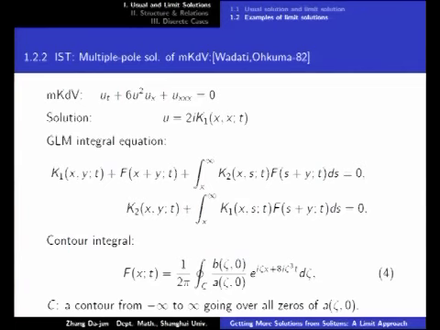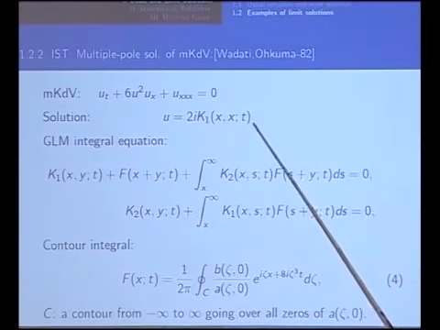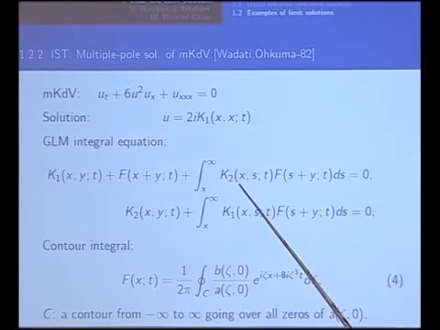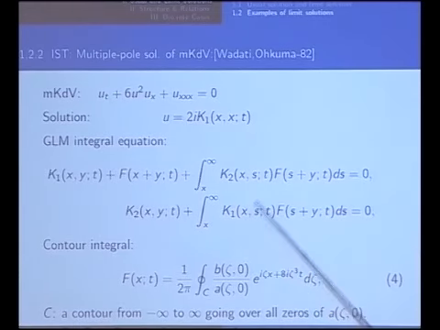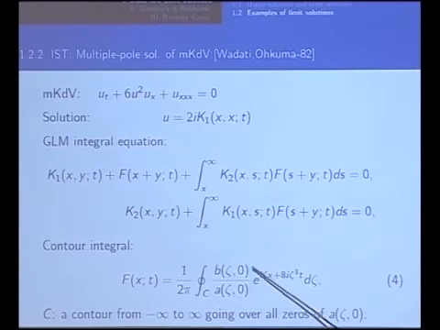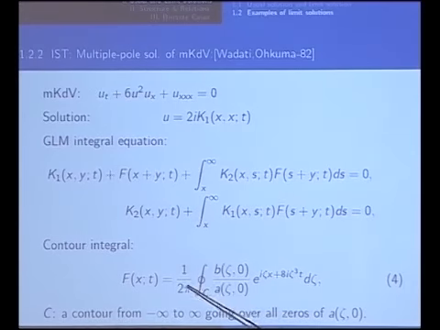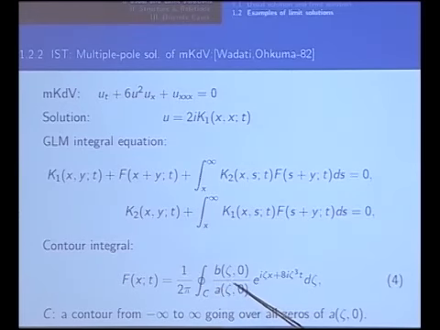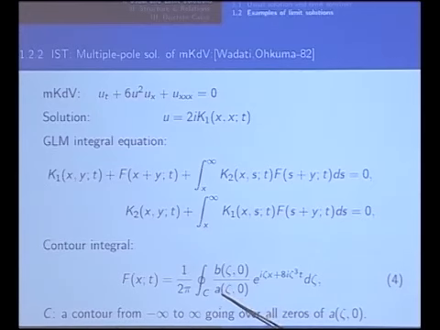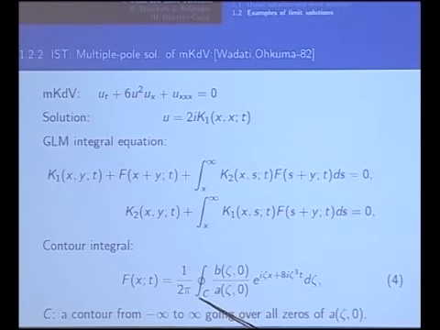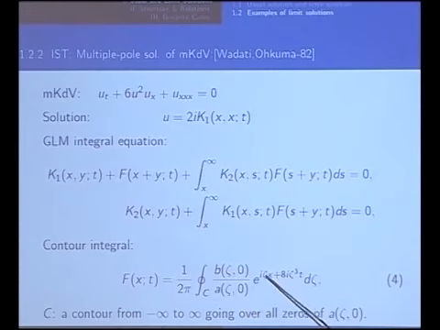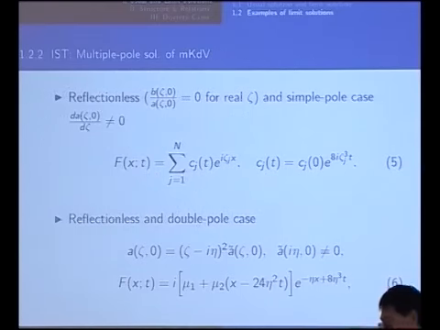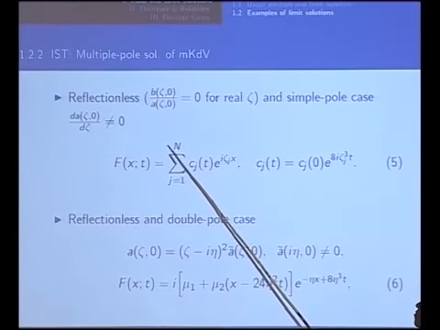So the first example is inverse scattering transform for getting multiple pole solution for the modified KdV equation. So this is modified KdV, and a solution expressed through K1, and K1 is a solution of the Marchenko integral equation. F is some contour integral, and we can calculate the integral by calculating the residue.